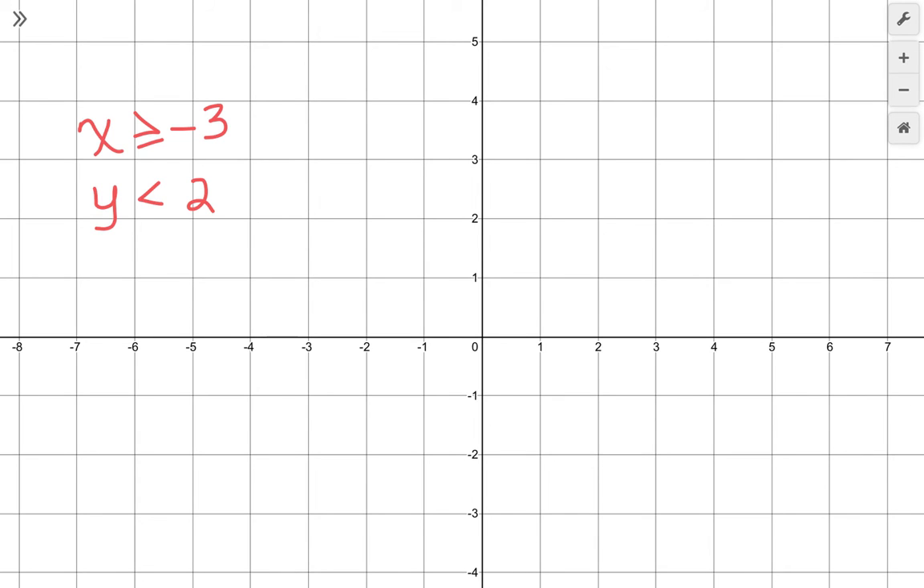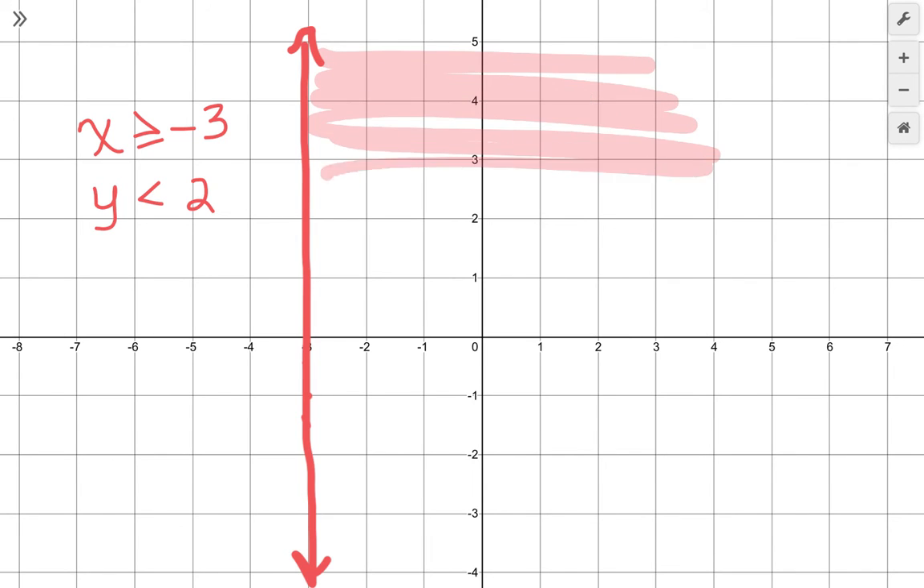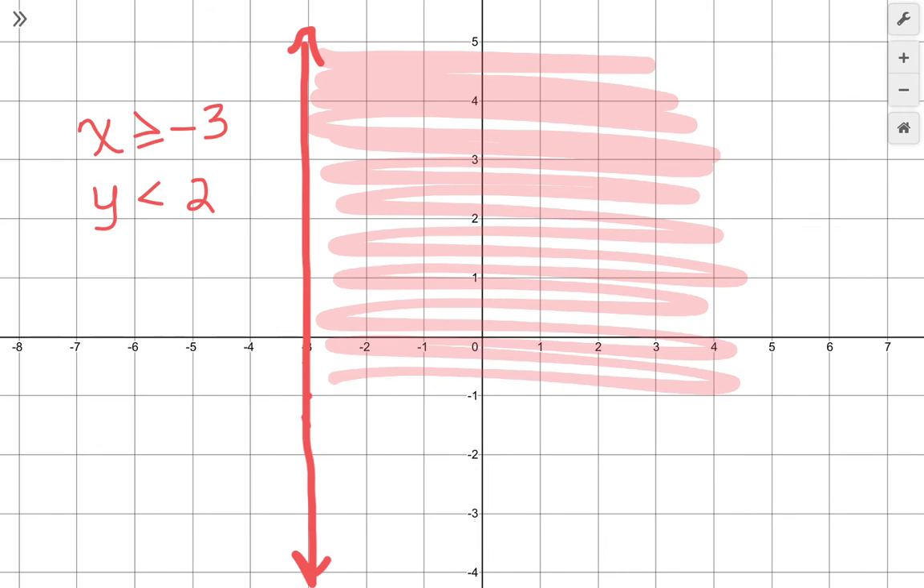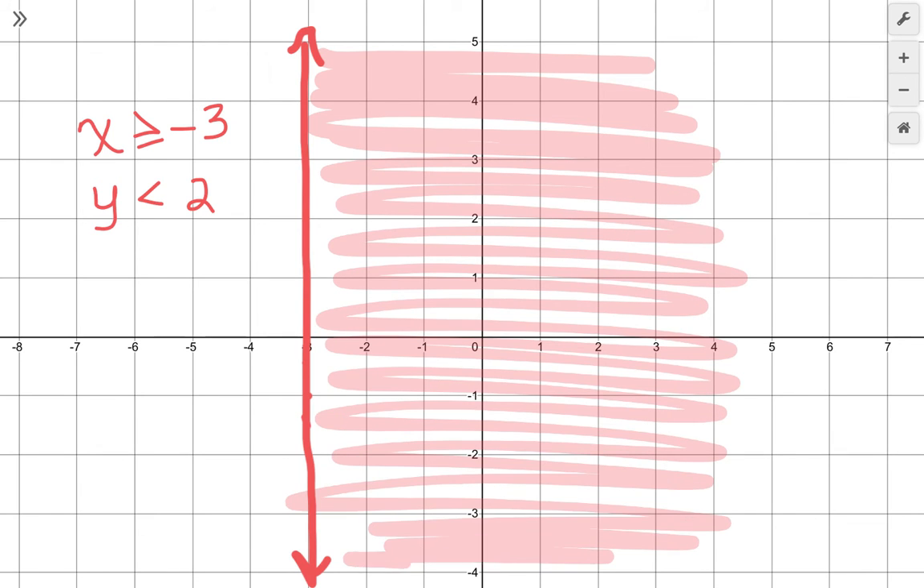That means I go to negative 3 on the x, and every single x value will be at the negative 3. Greater than or equal to negative 3 means I'm going to be shading. I always say above or below except for these vertical lines, but this makes sense, right? Greater than negative 3, all of the x values towards this half plane, this side of the graph, would be greater than or equal to negative 3.